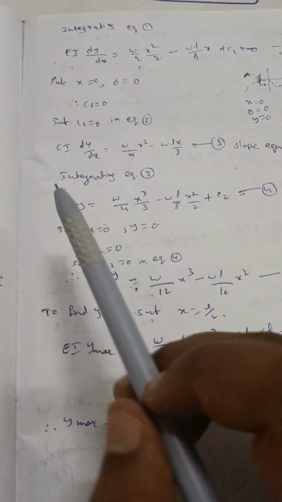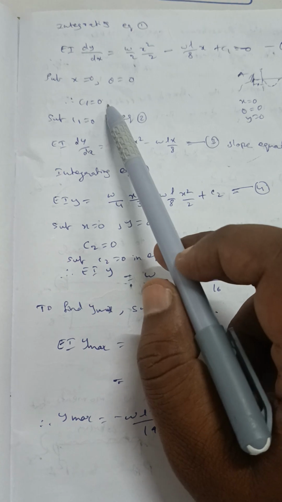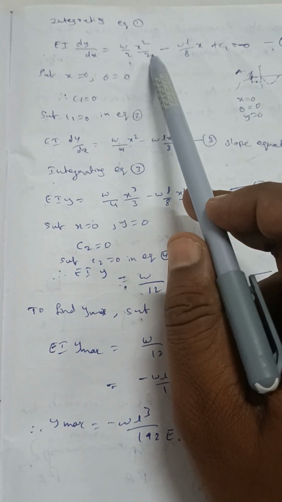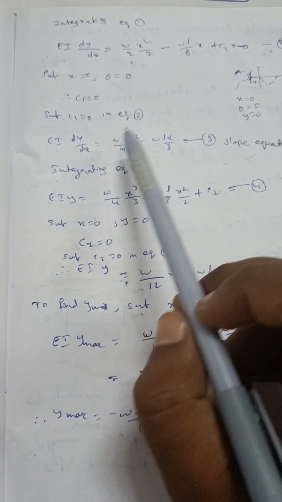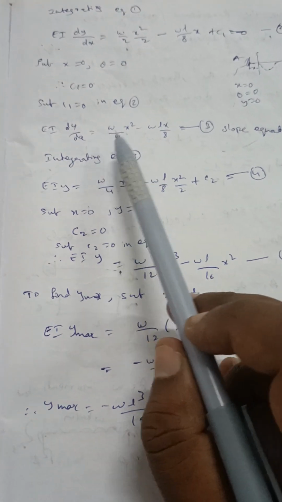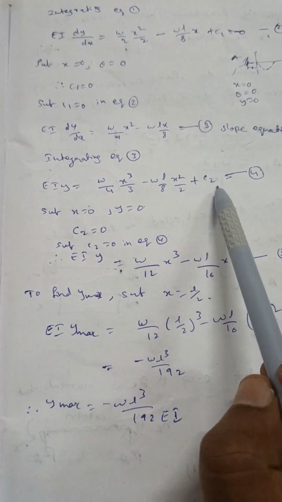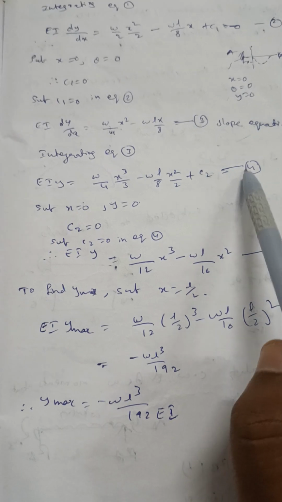Okay. Now substituting x equal to 0, theta equal to 0 in this equation, I'll get C1 value as 0. Substituting C1 equal to 0 in equation 2, I will get the slope equation. This is the slope equation number 3. Now integrating the slope equation, I will get deflection. I will get the deflection equation, but I will get an extra constant. Okay. Now this is equation number 4.